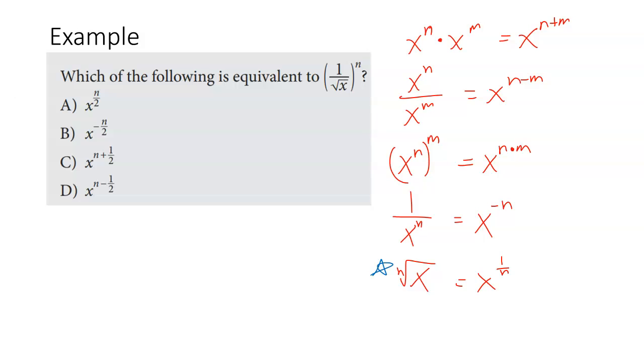The third one. The third one. And the fourth one. Okay, so those are the three properties I'm going to use to simplify that. Which one do you want to use first? The last one? Okay, so the square root of x will turn into what?